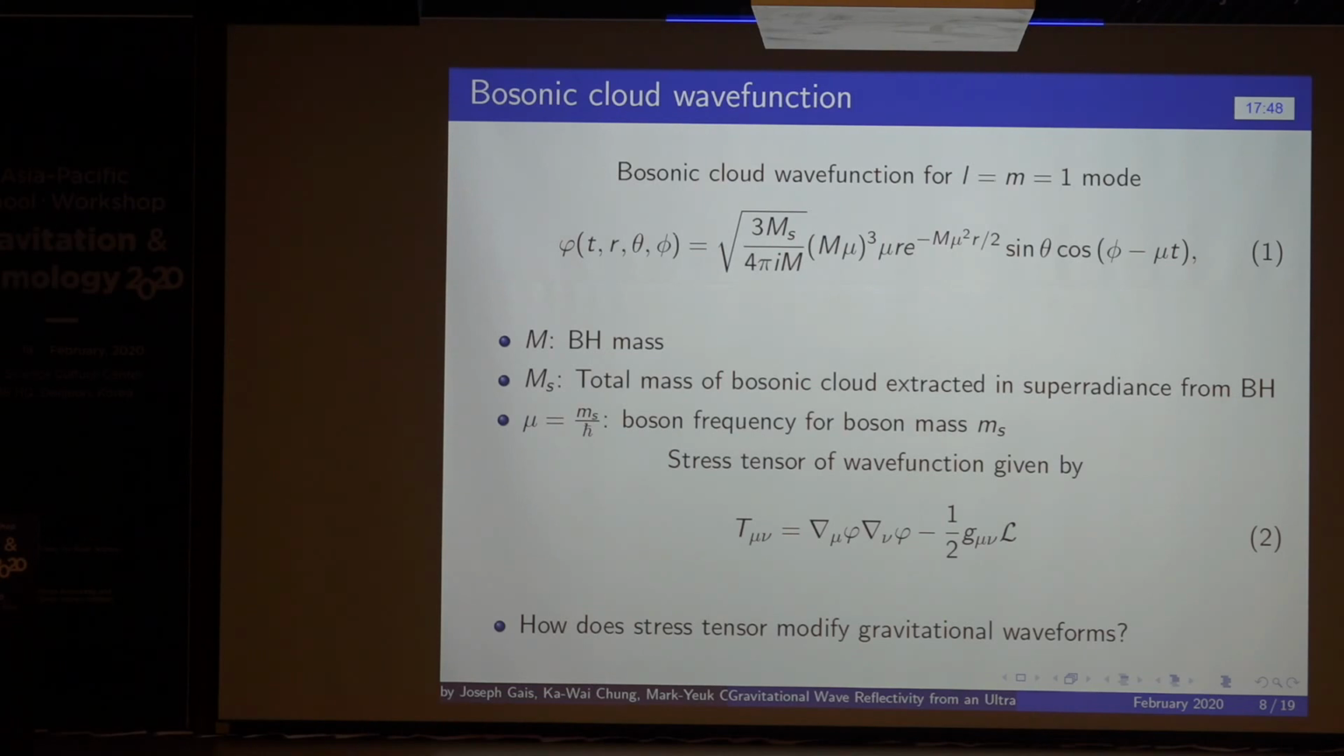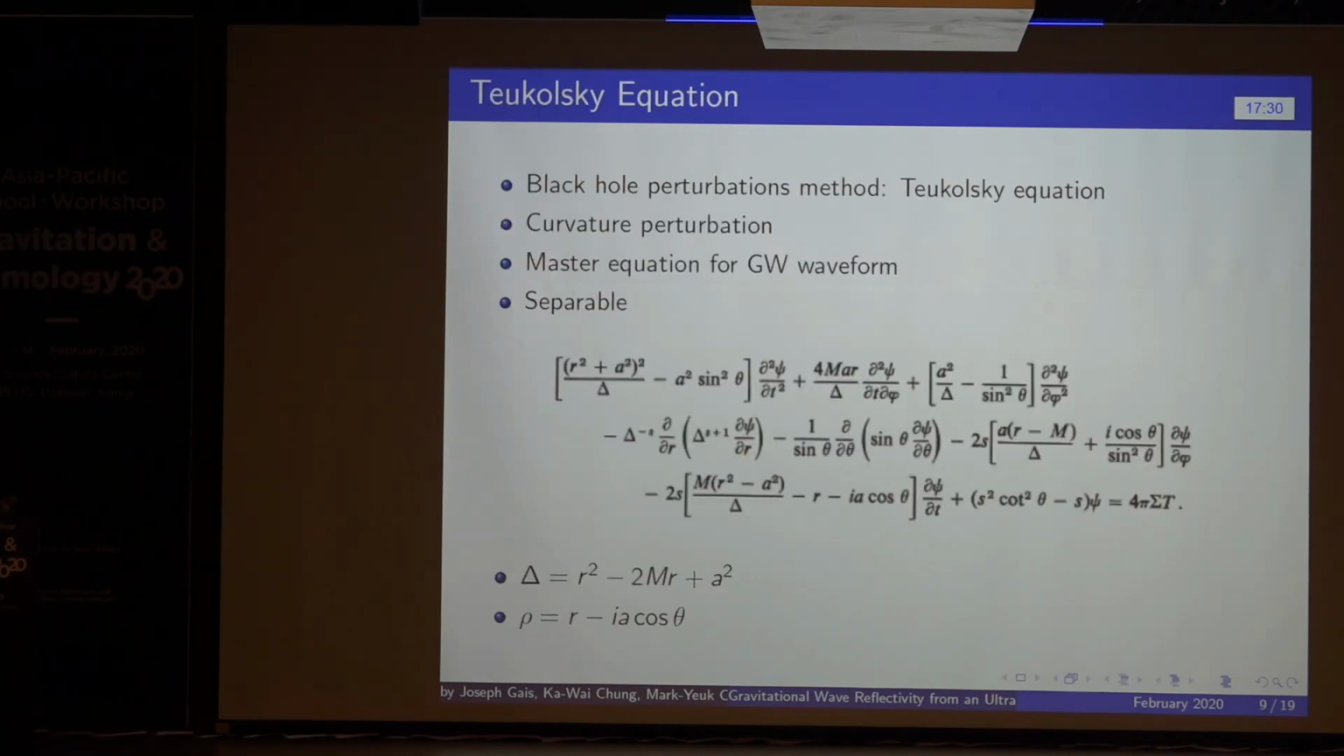We can then construct a stress tensor given this wave function in the case of a scalar ultralight boson, shown here. And then our question at this point is, how does this stress tensor modify the gravitational waveforms in our black hole bosonic cloud system? To answer this question, we turn to the Teukolsky equation, which we heard about a little bit yesterday. Now, the Teukolsky equation is this very convenient, beautiful differential equation considered from a perturbation of the curvature rather than a perturbation of the metric itself. We then get this nice master equation for the gravitational waveform, which works quite generally in any Kerr black hole or Schwarzschild black hole system, alongside this source term on the right-hand side, which in the case of a vacuum we set equal to 0, but in the case of some stress tensor, is fairly complicated. So just be aware that this T contains a lot of information in it.